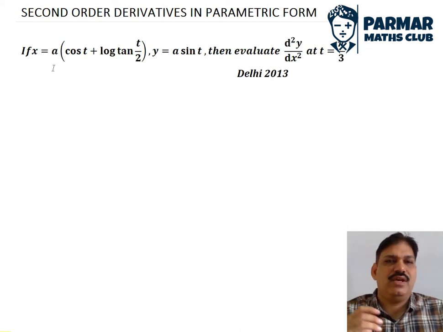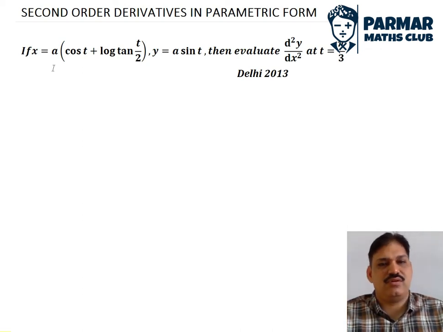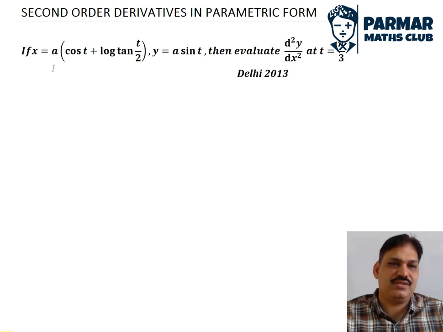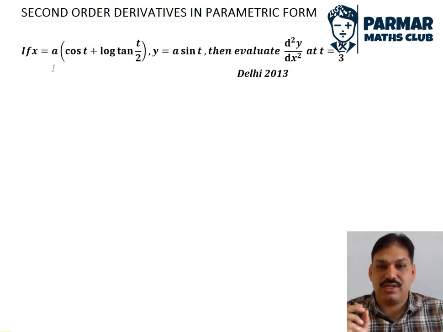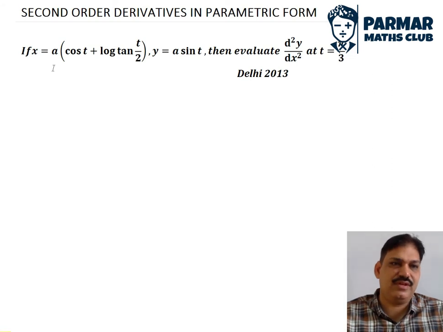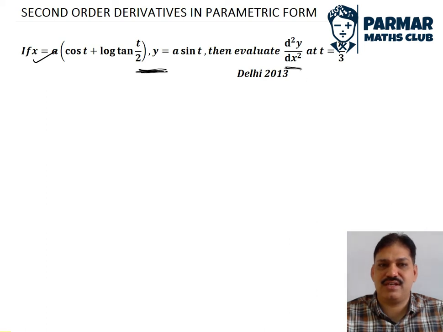Well, we have discussed almost all the techniques of differentiation. Now we'll talk about second order derivative in parametric form. See, we are given a question: if x is equal to a cos t plus log of tan t by 2 and y is equal to a sin t, that is, we are given the function in parametric form and we are to evaluate the second order derivative at the particular value of that parameter.